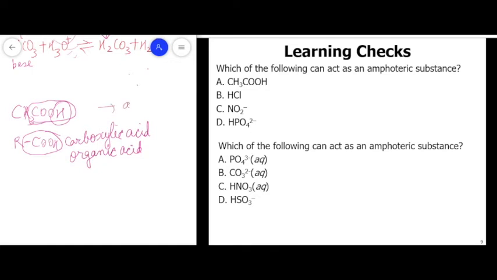So this makes it an acid for sure. But can it accept a proton? If it accepts a proton, that's going to change the charge right here. So this does not accept a proton.